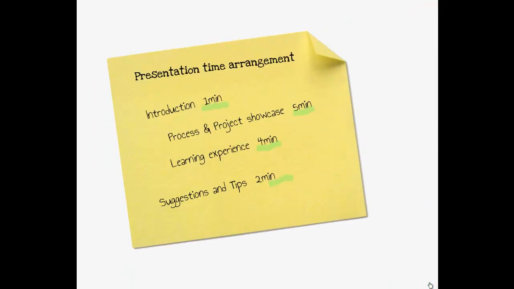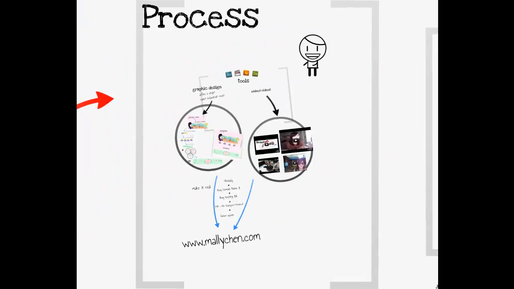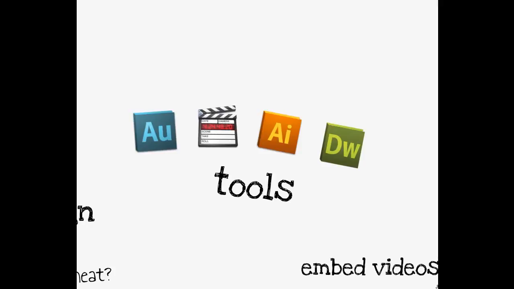And this is my presentation time arrangement. Now let's check out my process. Actually, it is not that complicated as it seems to be. I mainly use 4 tools on the project. Adobe Audition is used to record voiceover and do some noise reduction. Final Cut Pro absolutely for video editing. Adobe Illustrator for graphic design, and Dreamweaver for HTML and CSS coding.